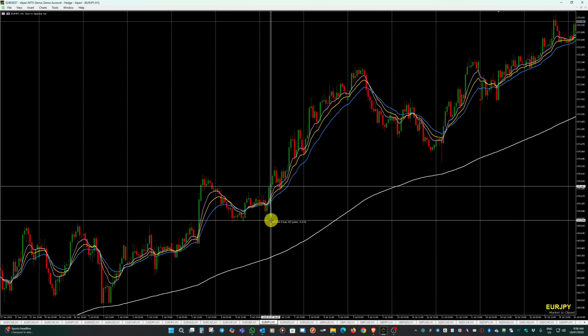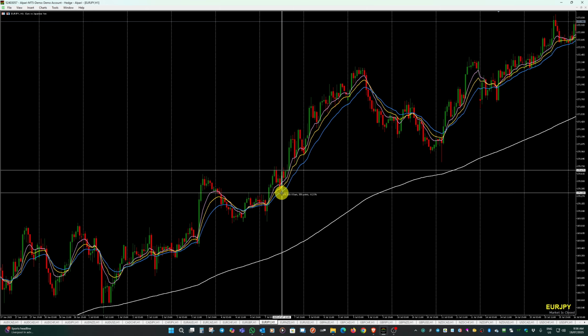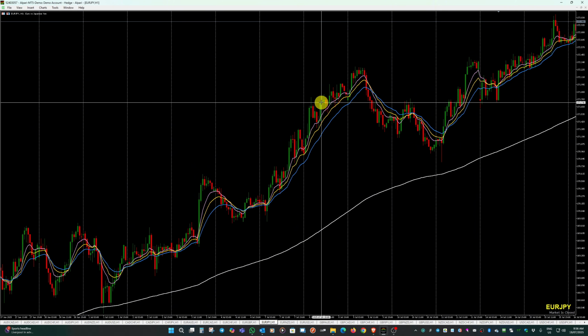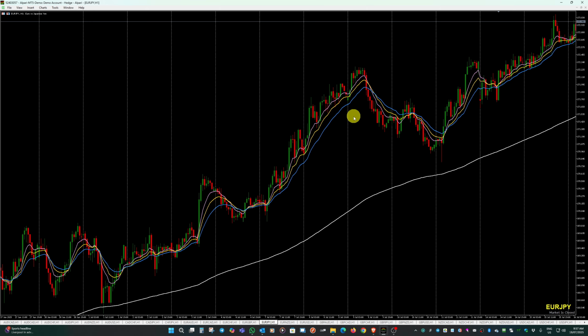That one's got a 50 pip stop loss, which is a bit bigger than what I normally go for. But here's another pullback and a close above. This one is a 35 pip stop loss. Here again, we have another pullback to the moving averages and a close above. That one has a 40 pip stop loss.